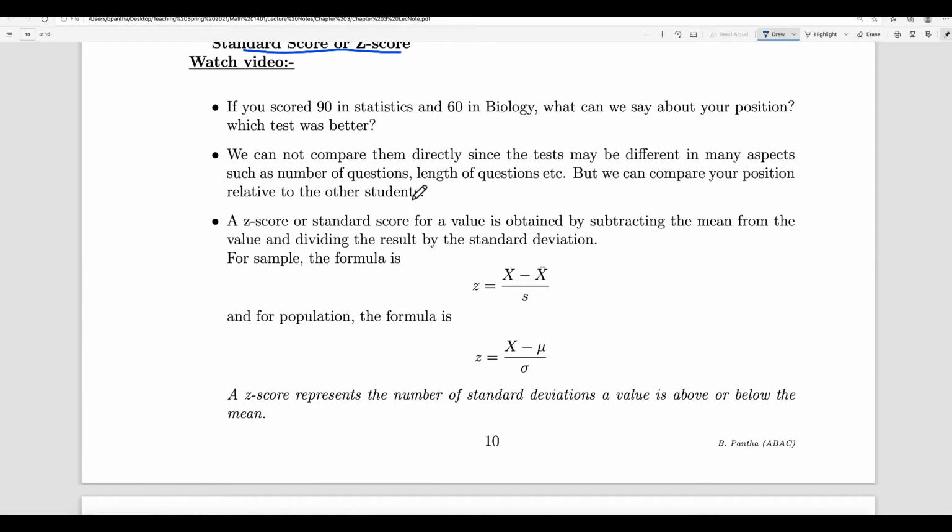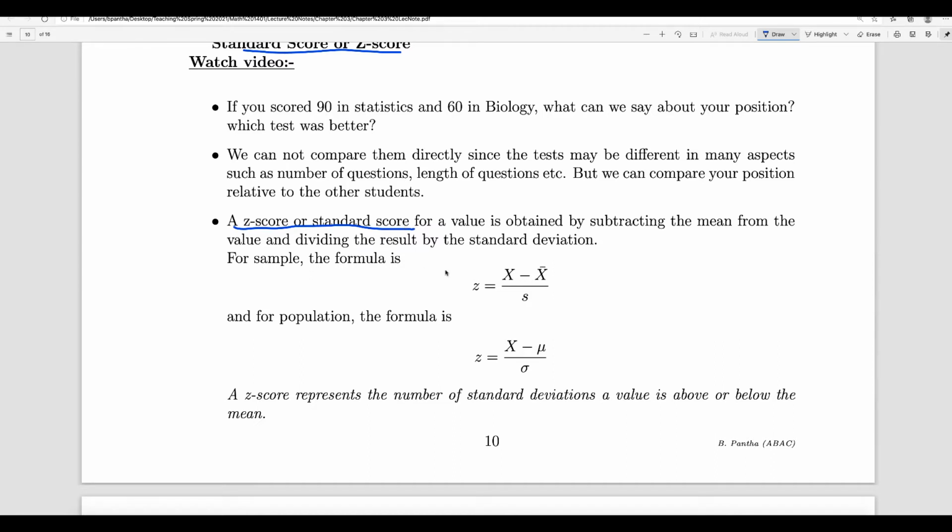So what we want to do is find the relative position of a data point by using this standard score, okay? Here we cannot compare them directly, since the tests may differ in many aspects, such as the number of questions, length of the questions, the class average, and so on, right? But we can compare your position relative to the other students, okay? A Z-score or a standard score for a value is obtained by subtracting the mean from the value and dividing the result by the standard deviation.